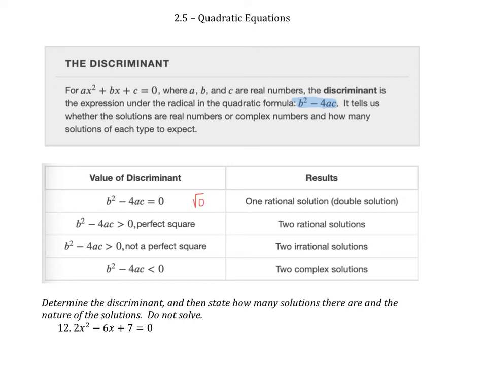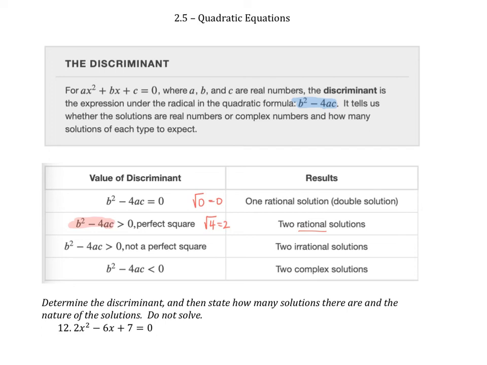You're going to have something plus or minus the square root of 0. Well, the square root of 0 is 0, so here you're only going to have one answer. This next part is saying if what's under the radical is greater than 0, that means if it's positive, and it's a perfect square. For example, it could be the square root of 4. That's a positive number, and 4 is a perfect square in that it's just 2. That means you'll have 2 rational solutions.